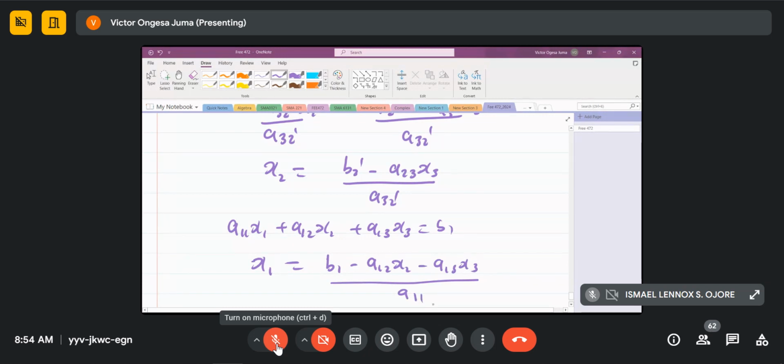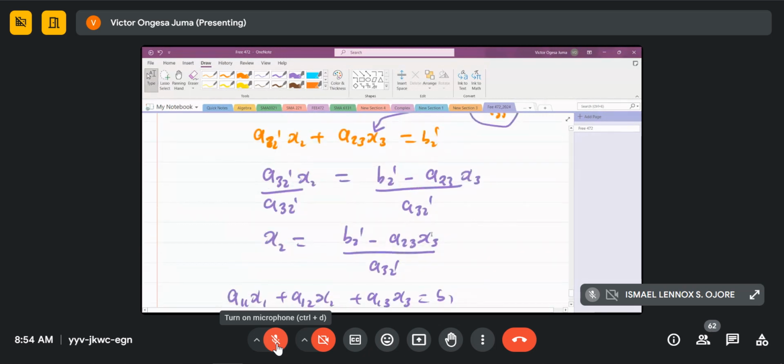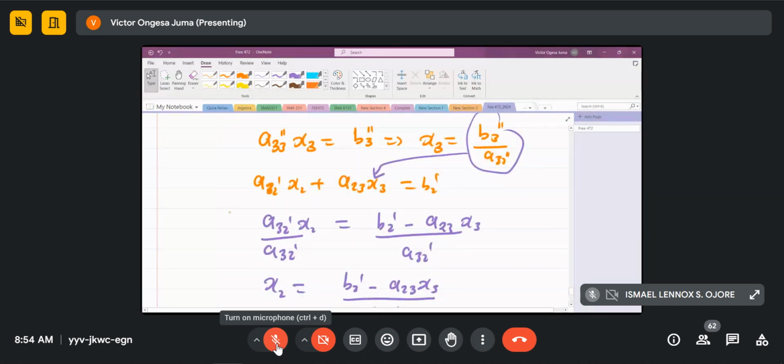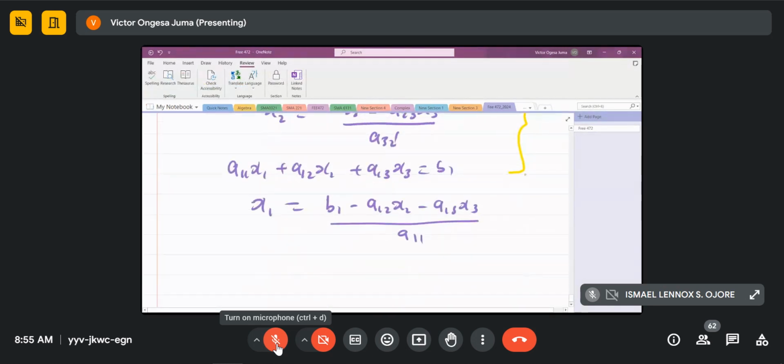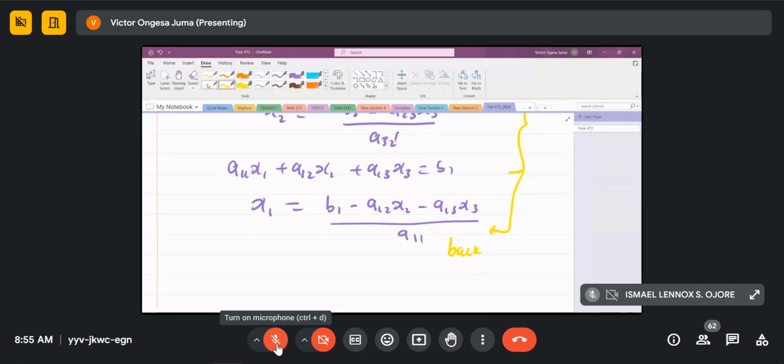And so this procedure that I've done here, from here downwards, this procedure is what I'm calling the back substitution. Is the orange one visible? Yes.